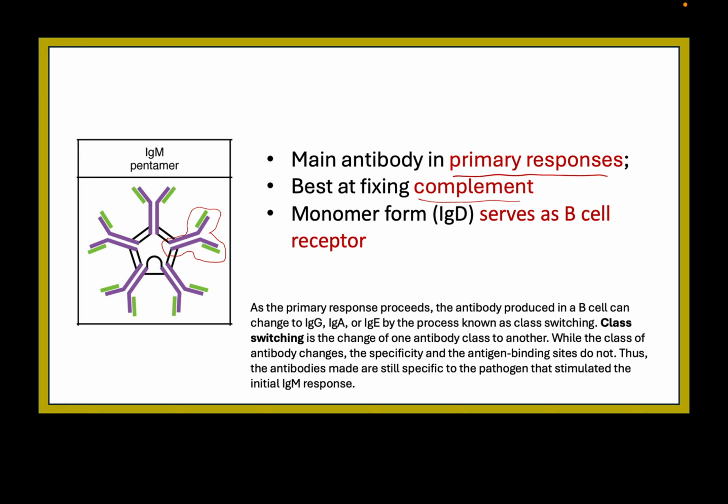So this is first. What we're going to see is that the IgM is going to ultimately change to an IgA, IgG, or IgE via class switching as it progresses. But this is the primary antibody that's produced in this initial response. Thus, the antibodies made are still specific to the pathogen, but they are different antibodies, but the specificity and the antigen binding sites don't actually change when the class of antibodies change.